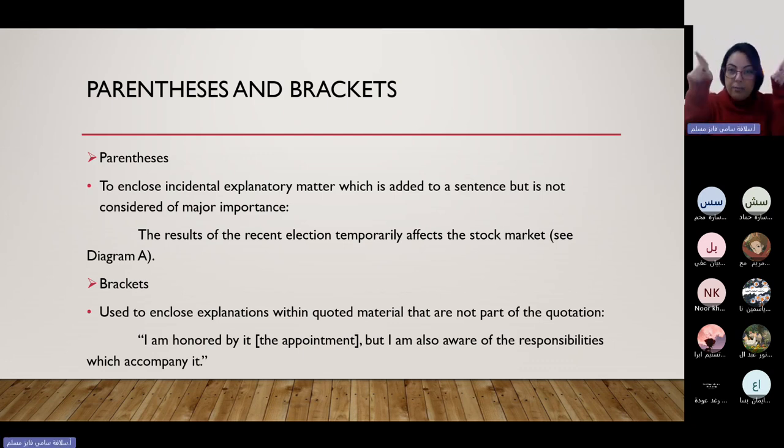Parentheses and brackets are used as follows. Parentheses enclose incidental explanatory matter, meaning we put additional explanation in parentheses. The results of the recent election temporarily affect the stock market. (See diagram A.) I'm giving you information: go check this diagram in order to understand what I'm saying.